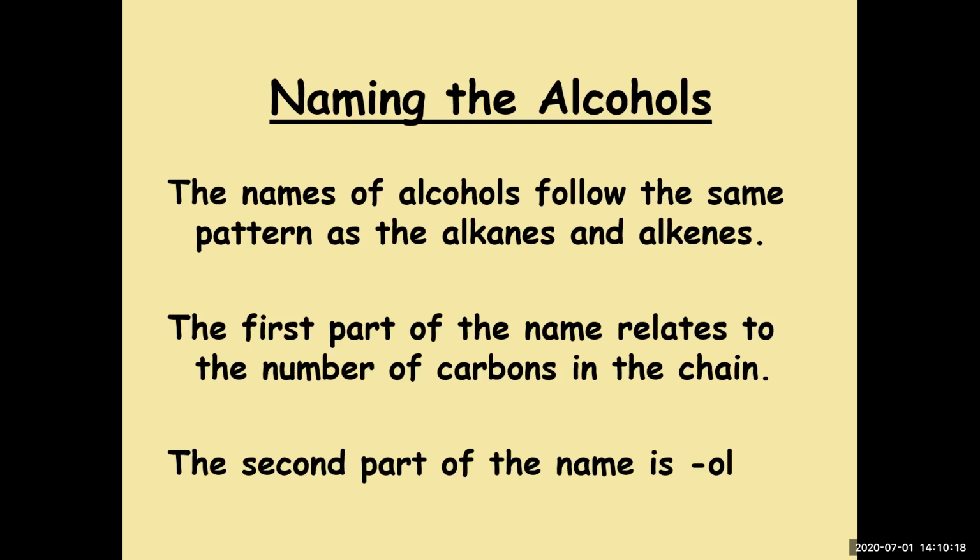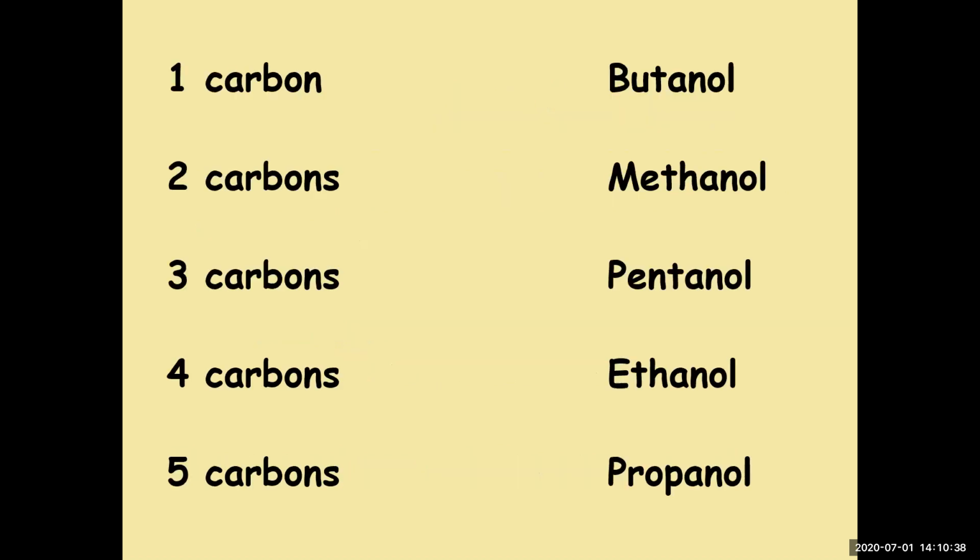The second part of the name is ol. So methanol is the smallest alcohol. Then you've got ethanol, propanol, butanol, pentanol, hexanol, and so on. From 5 upwards, you go into maths names: pentanol, hexanol, heptanol, octanol, etc.